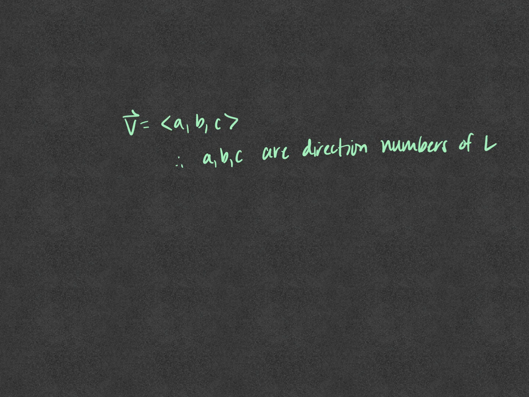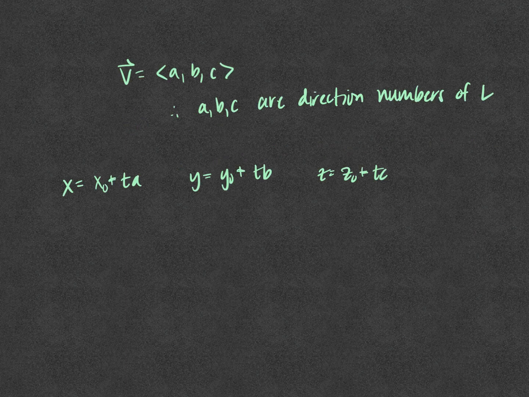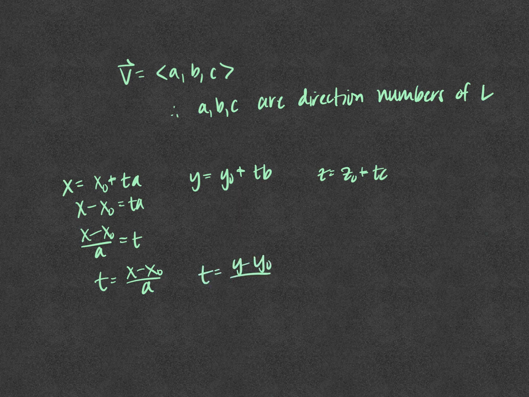Another way to describe L is to eliminate the parameter t from the equations. Now, if a, b, and c are all not equal to 0, we can solve for t. So this equals ta. So then x minus x sub o over a equals t. So we can say t equals x minus x sub o over a. Similarly, t equals y minus y sub o over b. And thirdly, t equals z minus z sub o all over c.